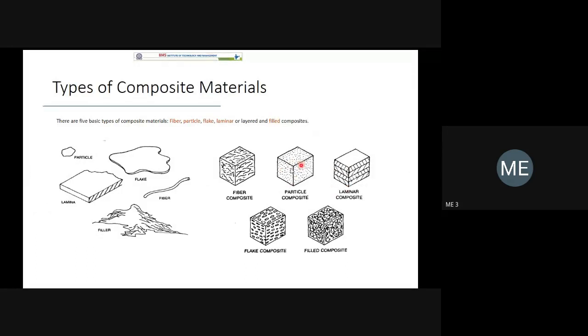So now the particle composite comes under metal matrix composite. The flake composite is again polymer matrix composite most of the time. Filled tubes, like filler materials, like your rubber tires.